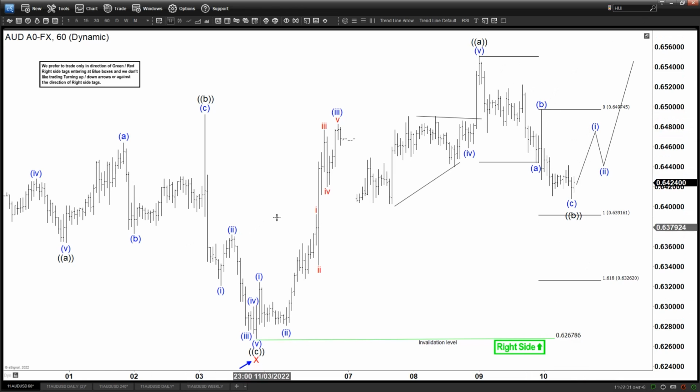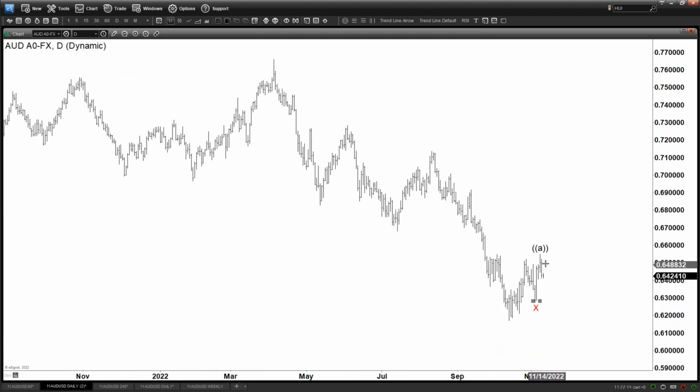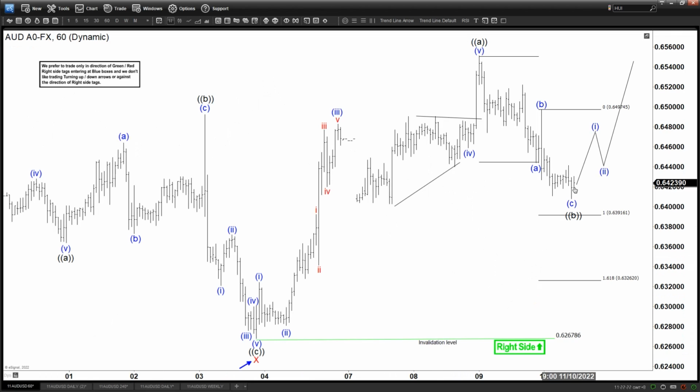Now let's zoom out a little bit and get an idea of what we are looking at. On the daily time frame, copying this X, the A and the B into the daily time frame, we could see this. This is the X, this is the A. Now the only question in the shorter cycle is the B. In the 1 hour it could be completed, or it could make a little bit more downside before it finishes the B.